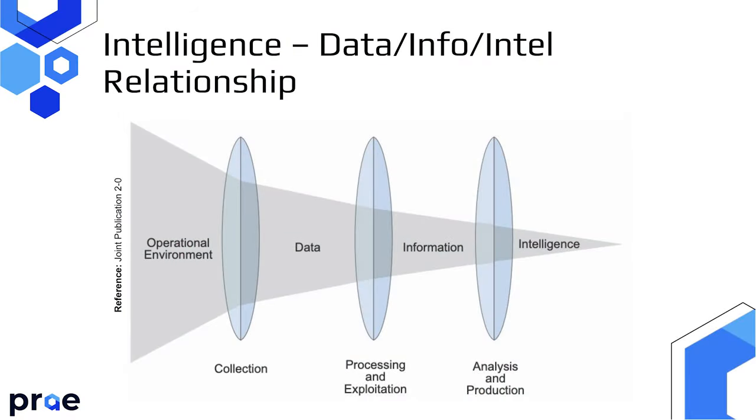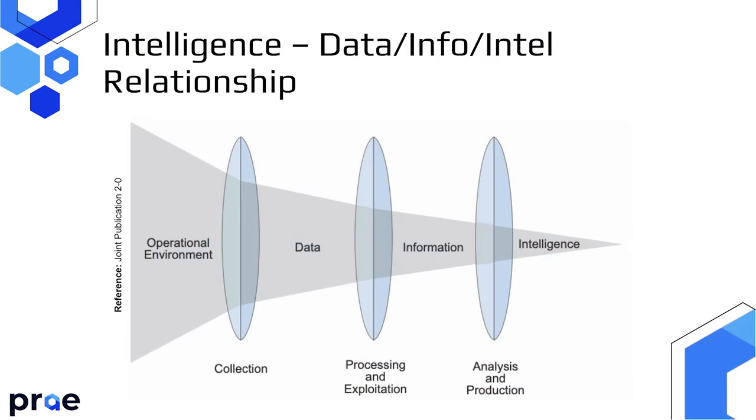For those of you who are familiar, this should be a pretty familiar diagram. It's the Joint Publication 2.0 intelligence model. And in a past life, when I used to work HUMINT and SIGINT operations, and when I left for private industry, I realized that this diagram is phenomenal in terms of explaining the relationship between data, information, and intelligence.